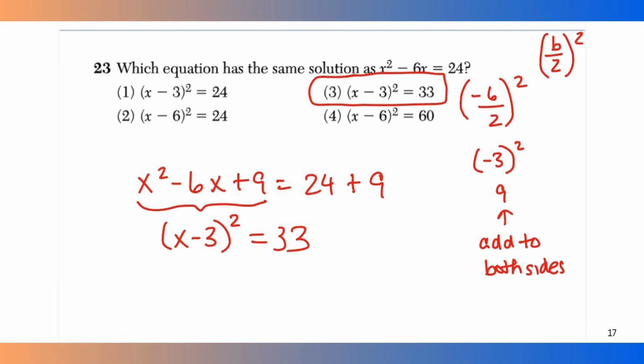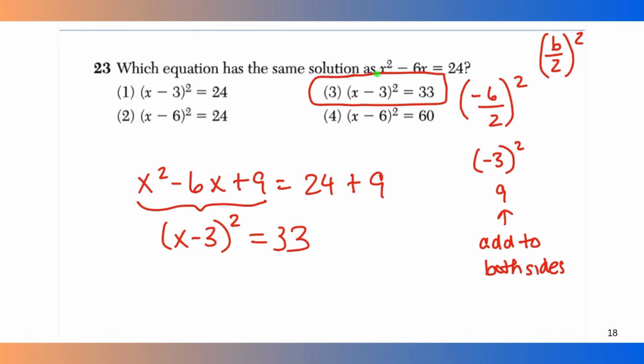So now the way to do this with the graphing calculator is to just graph both the original equation they gave me, x squared minus 6x equals 24, and my answer choice, and let's see if they graph the same parabola. If they overlap and graph the same parabola, that tells me that they have the same solution. Now before I graph it, because in our graphing calculators it's set up as y equals, what we're going to have to do is get rid of these constants.